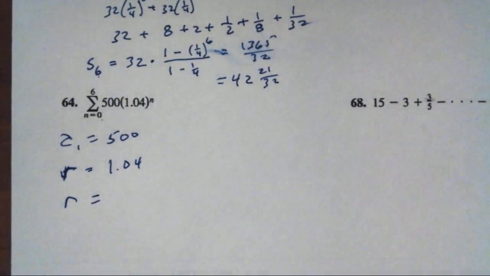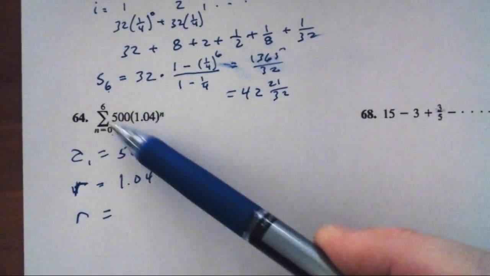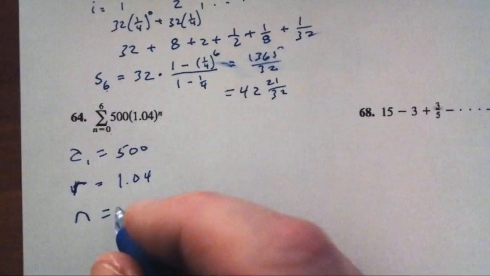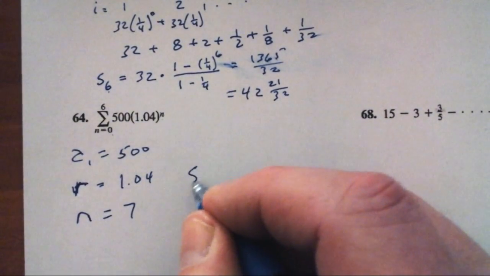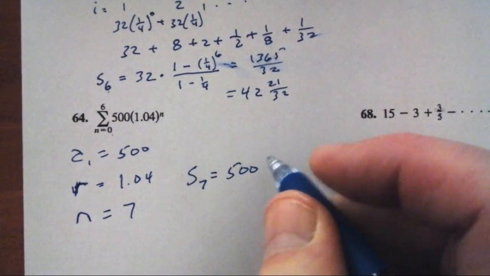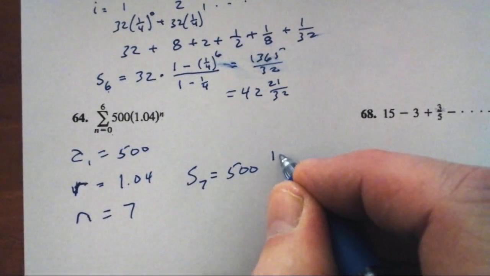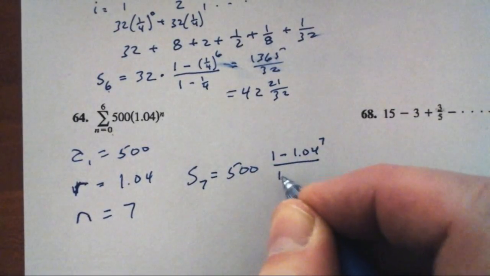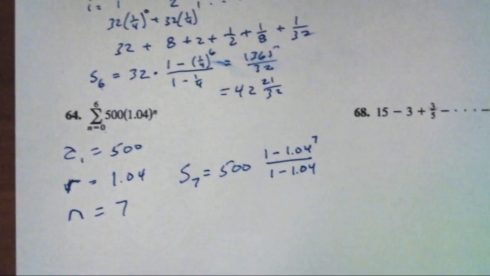You want to think in terms of steps. How many steps from 0 to 6? Steps is subtraction. 6 minus 0 is the number of steps. If there's 6 steps from the first term to the last term, there's 7 terms, so n is 7. So the sum of the 7 terms equals the first term, 500, times 1 minus 1.04 to the 7th, all on 1 minus 1.04.